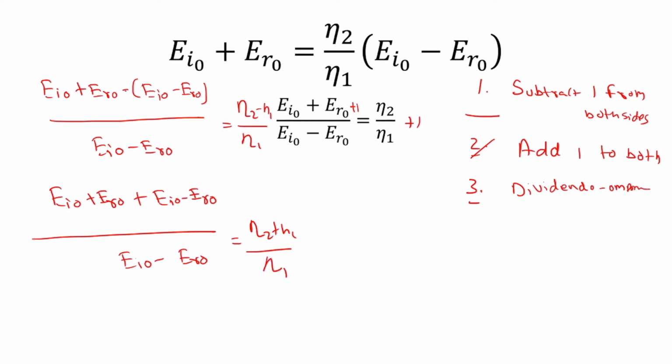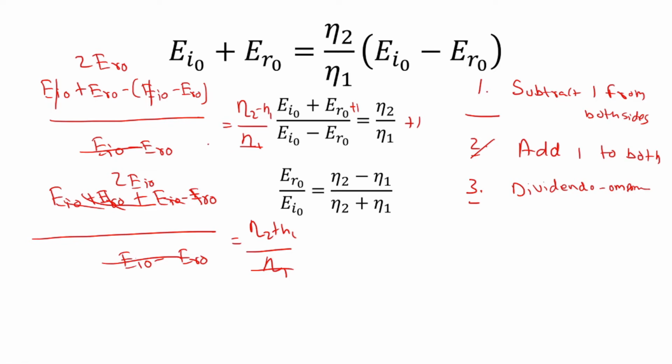Now if I subtract these, Ei naught and Ei naught will cancel. I get 2 Er naught by Ei naught minus Er naught. From this, these two get cancelled, and I get 2 Ei naught by Ei naught minus Er naught. If I divide these two equations, because the denominators are the same, they cancel out. I get Er naught by Ei naught equals eta 2 minus eta 1 by eta 2 plus eta 1.